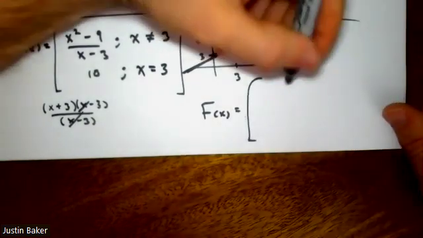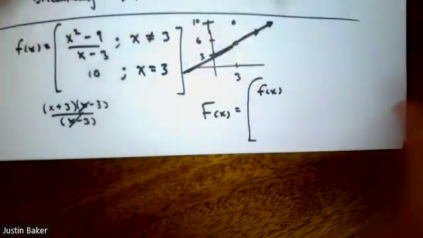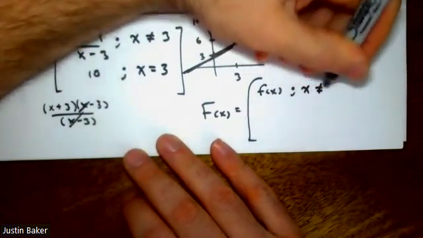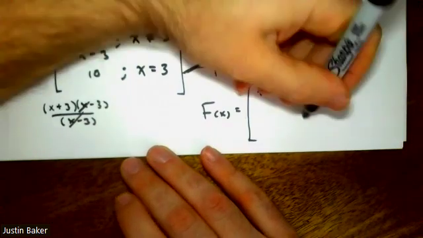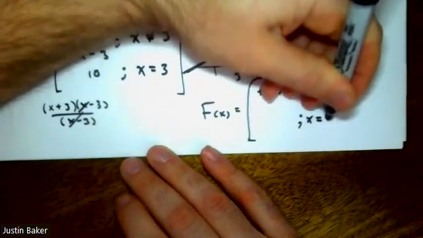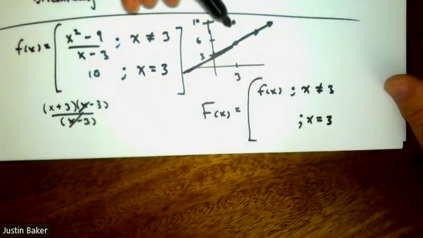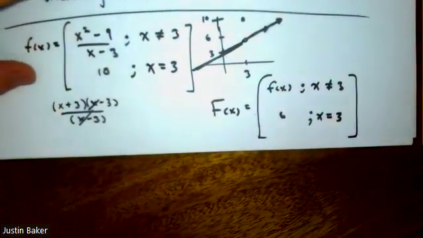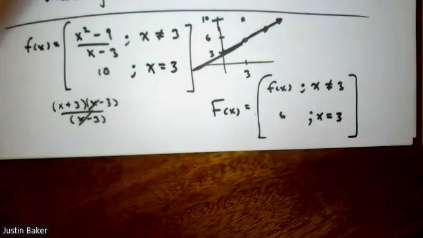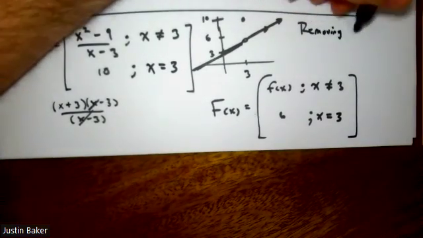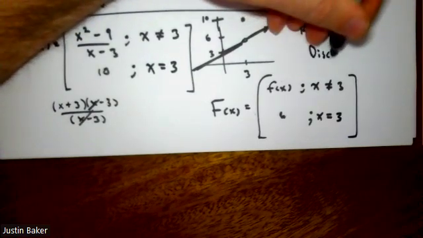So we can say that it was the old graph that we started with, little f of x, anywhere that x is not equal to 3. And then when x is equal to 3, well, what do we want this situation to be? We don't want it to be 10 anymore. We want it to be 6. And that piecewise function is a continuous version of the one we started with. This is called removing the discontinuity.